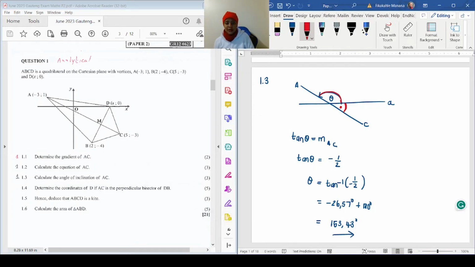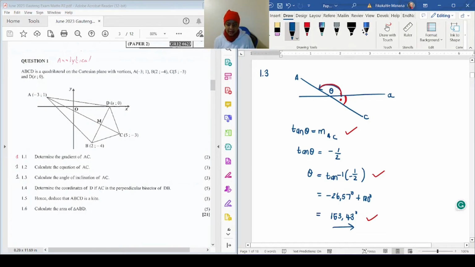I believe this is 3 marks. So probably remembering that you're going to have to use tan theta, for the equation, the substitution, and probably the answer. Okay.